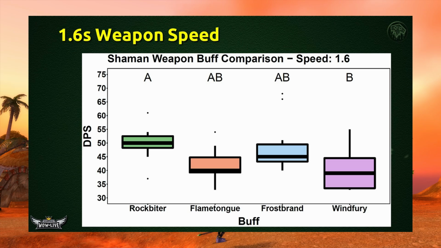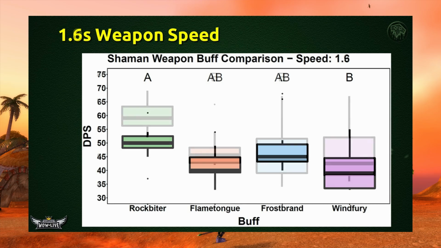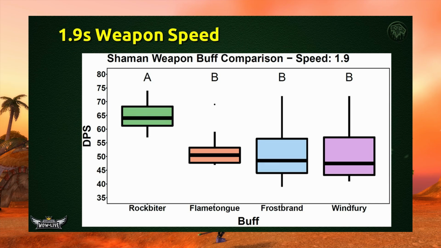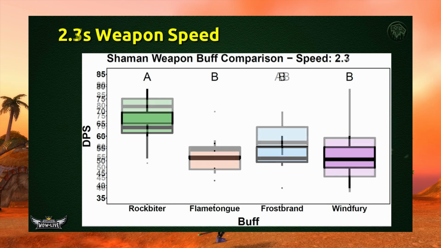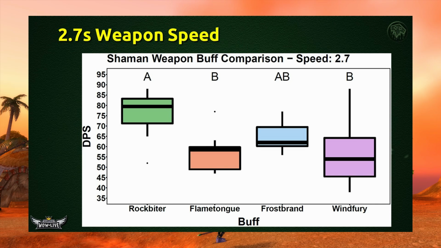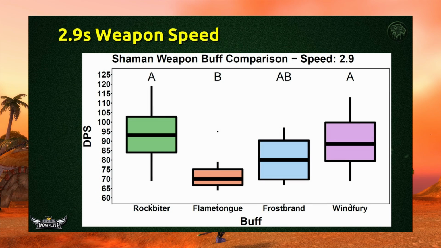Rockbiter is higher than Wind Fury, but Flametongue and Frostbrand are not different from either Rockbiter or Wind Fury. At 1.9 seconds, Rockbiter again is number 1. At 2.3 seconds, Rockbiter again is number 1. At 2.7 seconds, Rockbiter is the highest, but it's not significantly different from Frostbrand, but it is different from Flametongue and Wind Fury. At 2.9 seconds, Rockbiter and Wind Fury are top. They're not different from Frostbrand, but they are significantly higher than Flametongue.